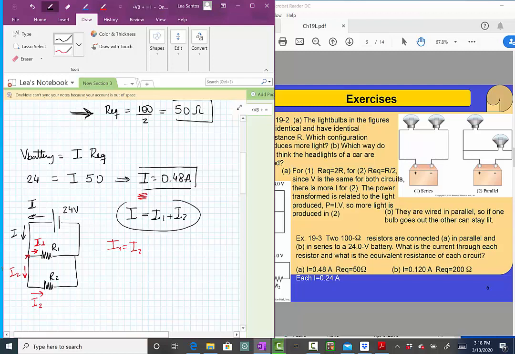So I know that this I1 and this I2 are equal because I have the same resistance, so it should be just 0.24 amps. So this is the final answer of the problem. The current that goes through resistor R1 is 0.24 amps. The current that goes through the other resistor with resistance R2 is also 0.24 amps. So this is easy because they split equally.